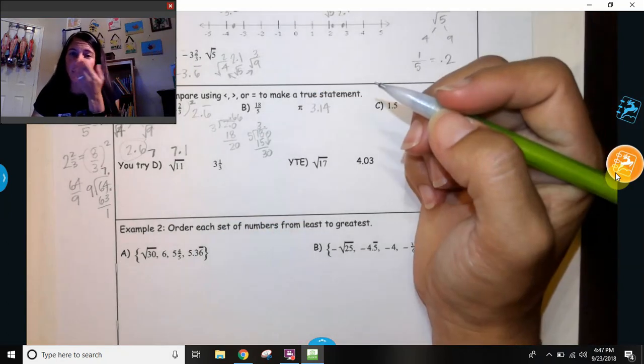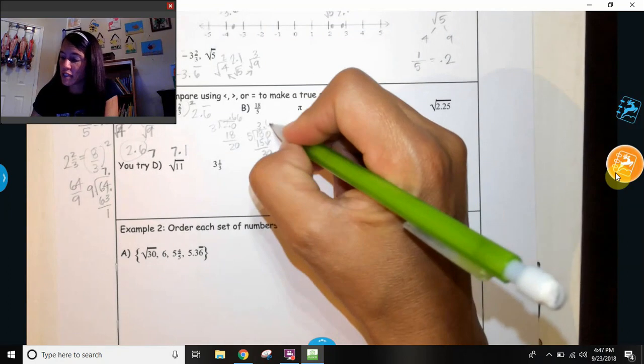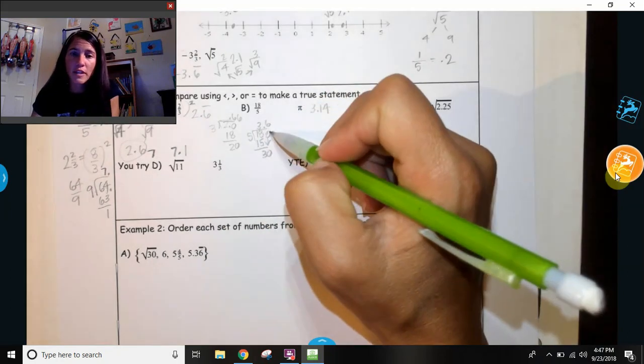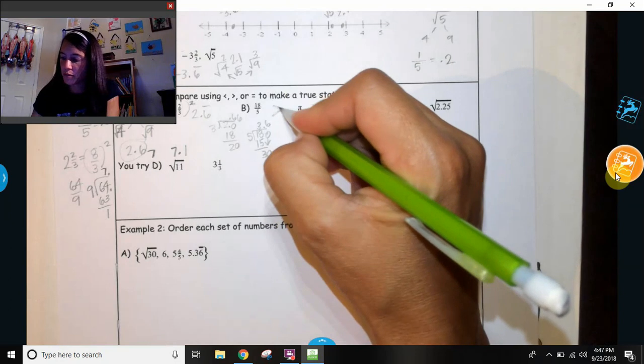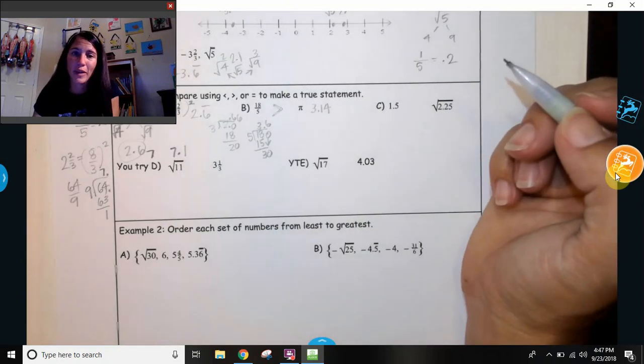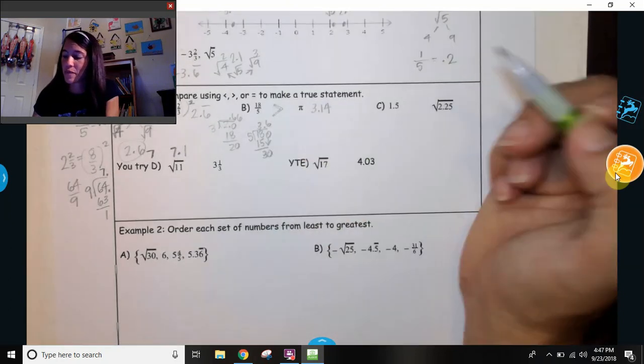And then I need to add my decimal, bring down a 0. 5 will go into 36 six times. So this is about 3.6, and this is about 3.14. So 18 over 5 would be bigger, greater than.